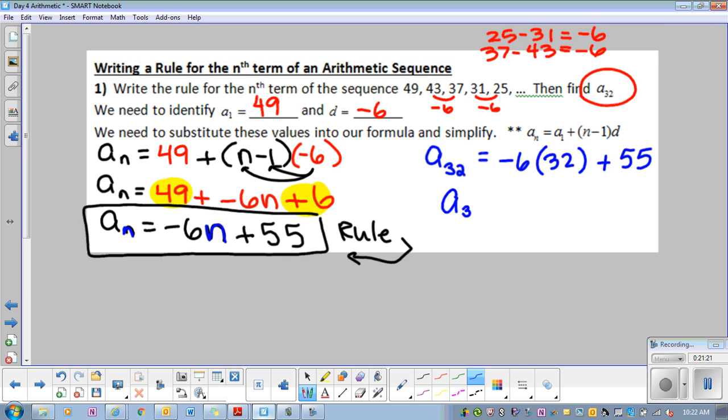So Tom said he already found this number. You guys find it too, and then we'll check. What'd you get? We get negative 137. Did you get negative 137?